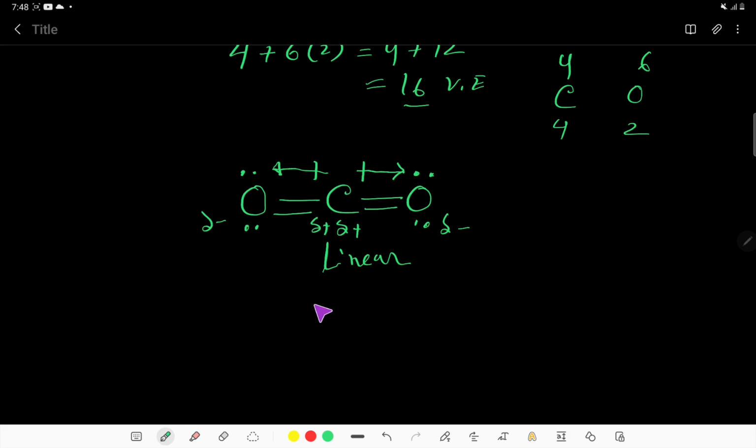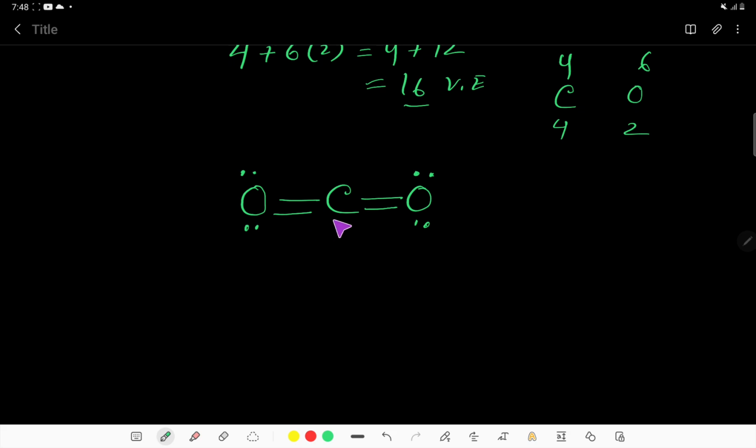Can you tell me how many bonding electrons are in the Lewis structure of CO2? Actually, in the CO2 molecule there are 1, 2, 3, 4 bonding pairs, that is 8 bonding electrons, and non-bonding electrons are 4 pairs, right? So 4 pairs means 8 valence electrons that are non-bonding.